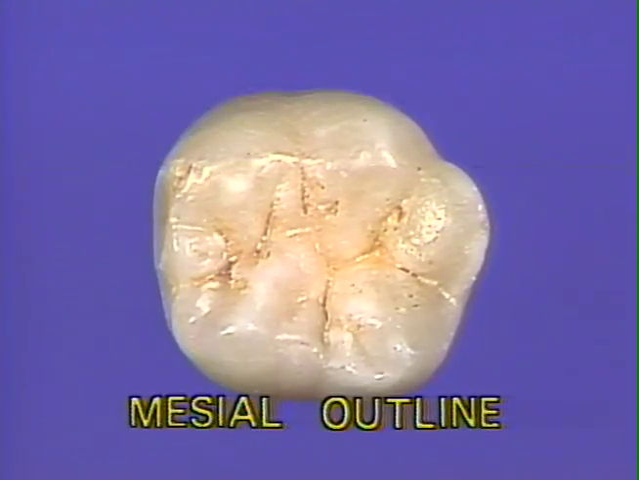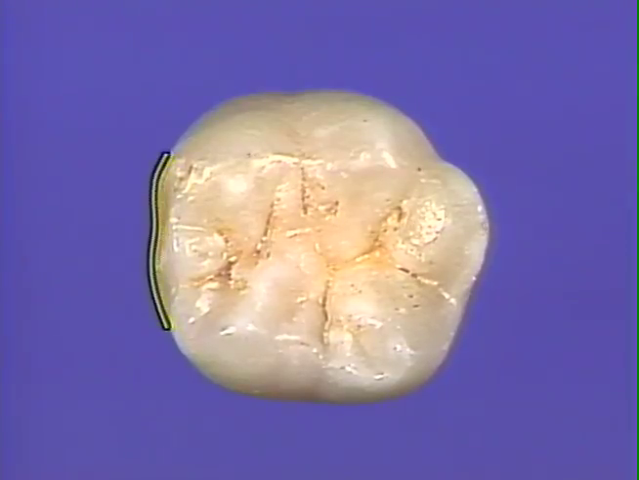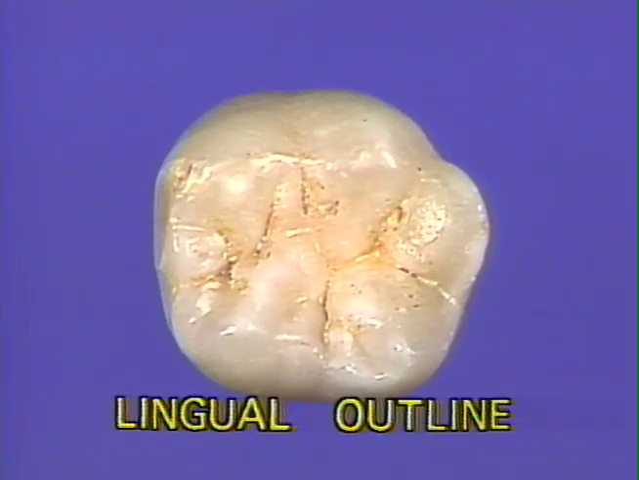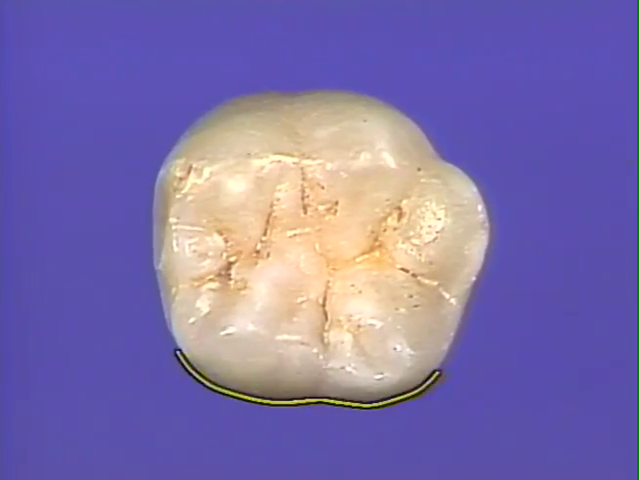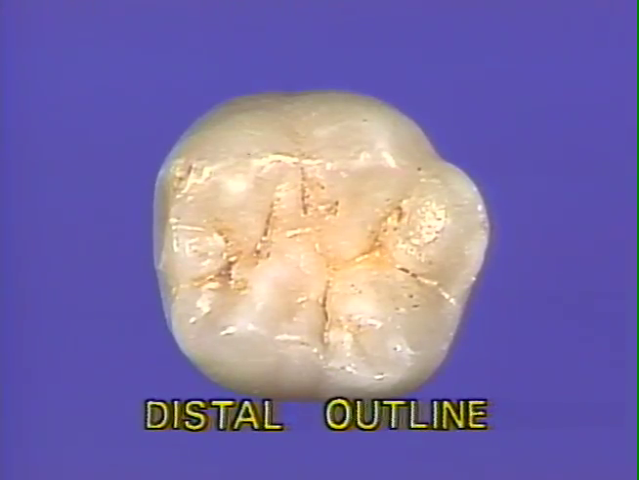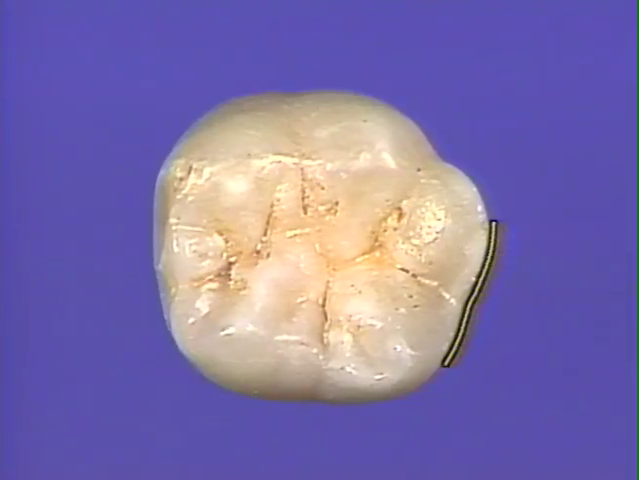The mesial outline. The mesial outline is convex and may be divided into two approximately equal convexities if the mesial marginal groove is present. The lingual outline. The lingual outline is divided into two convex portions by the lingual groove, the mesial portion being slightly longer. The distal outline. The distal outline is the shortest of the four outlines and consists of two convexities separated by the distal marginal groove or depression, if it is present.